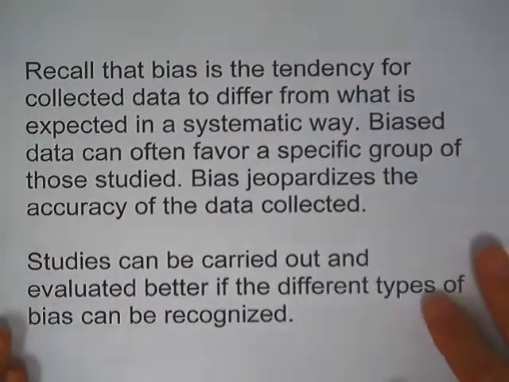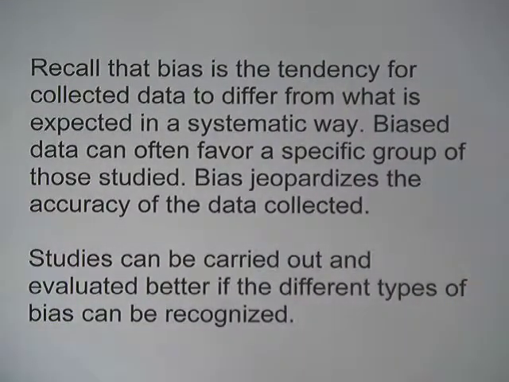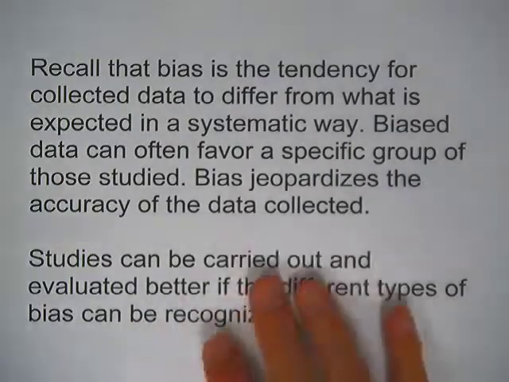So let's just quickly review what bias is first. Recall that bias is the tendency for collected data to differ from what is expected in a systematic way. Biased data can often favor a specific group of those studied. Bias jeopardizes the accuracy of the data collected. Studies can be carried out and evaluated better if different types of bias can be recognized.